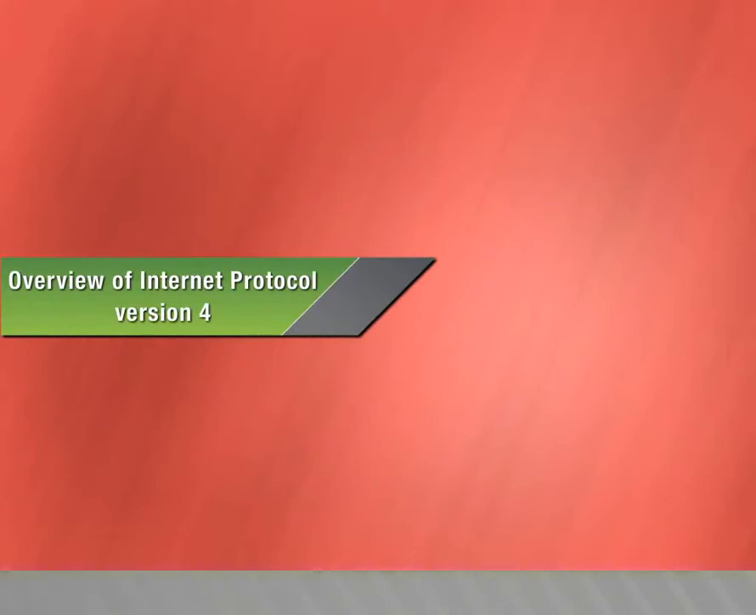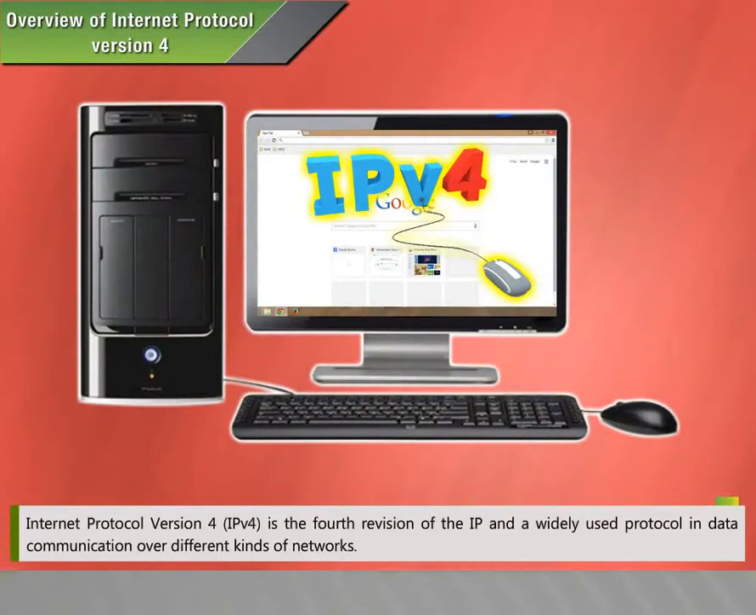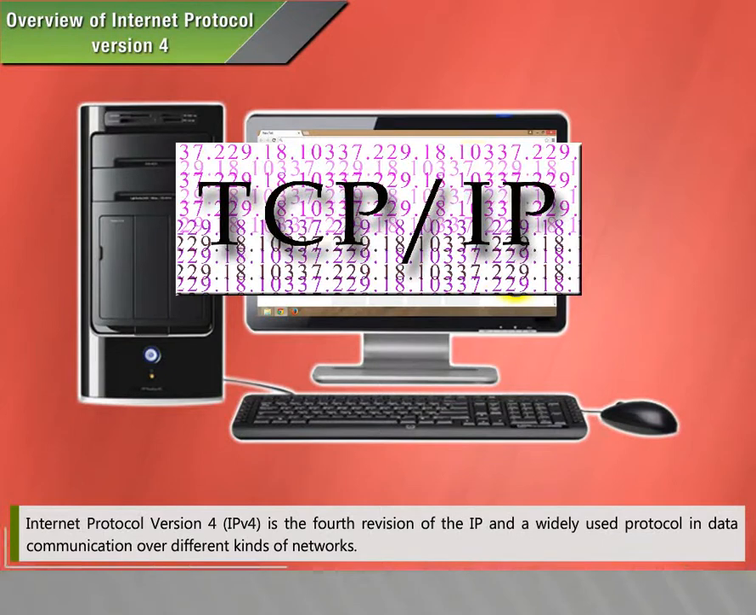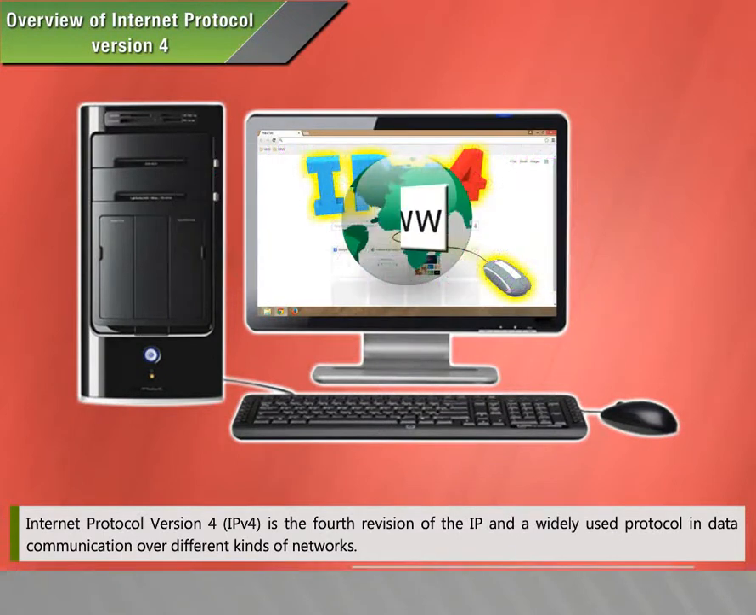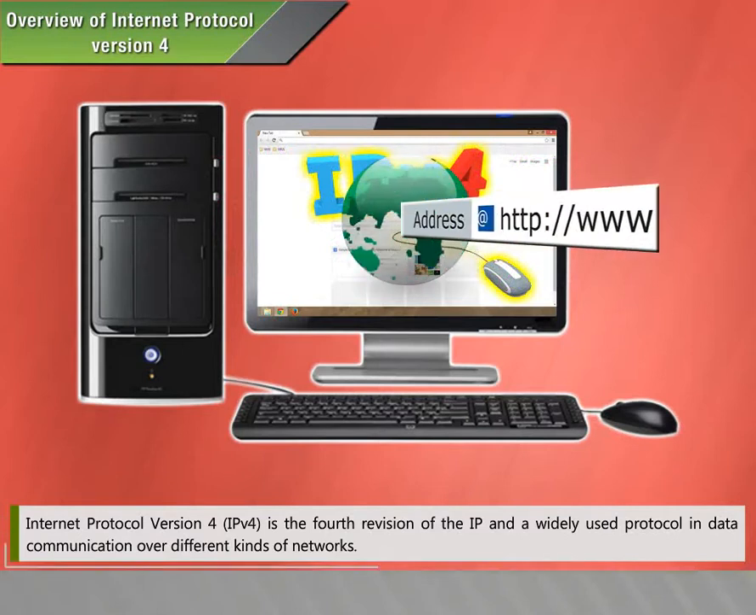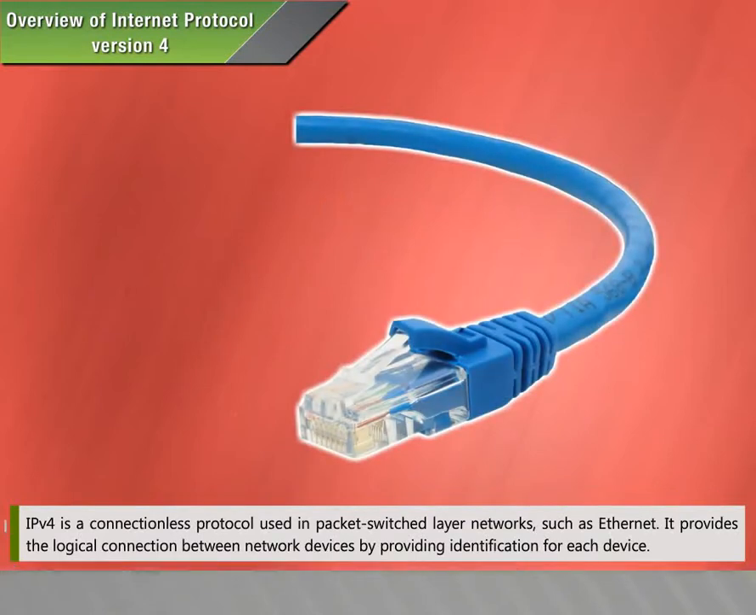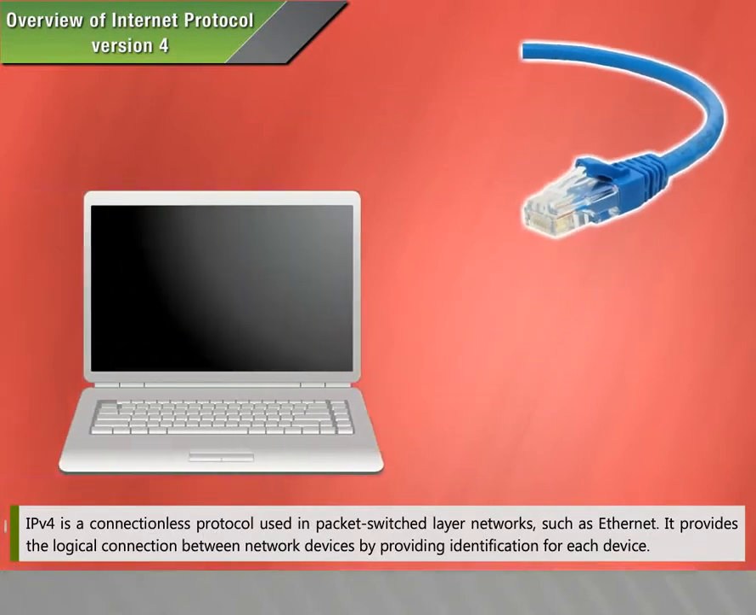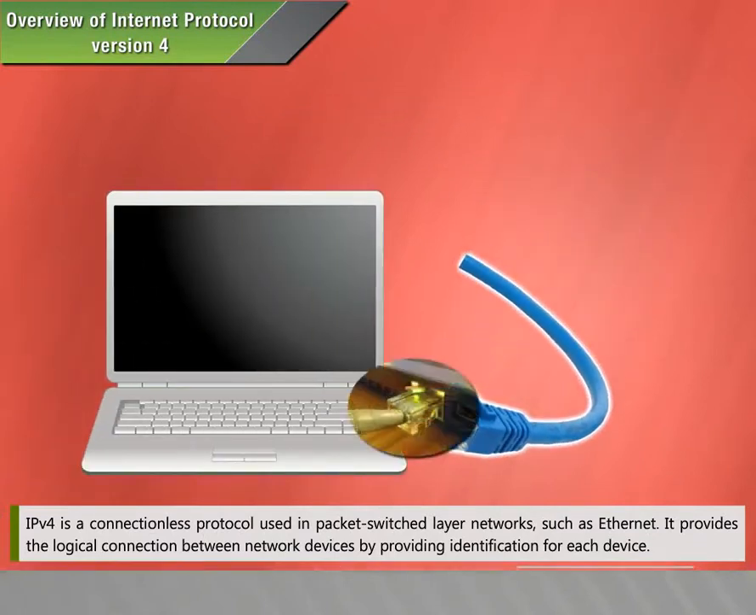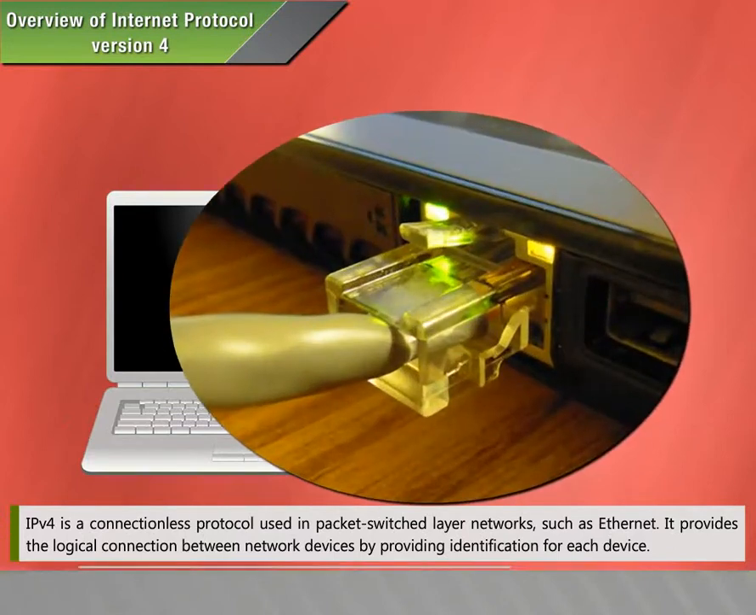Overview of Internet Protocol version 4. Internet Protocol version 4, that is IPv4, is the fourth version of the IP and a widely used protocol in data communication over different kinds of networks. IPv4 is a connection-less protocol used in packet-switched layer networks such as Ethernet. It provides a logical connection between network devices by providing identification for each device.